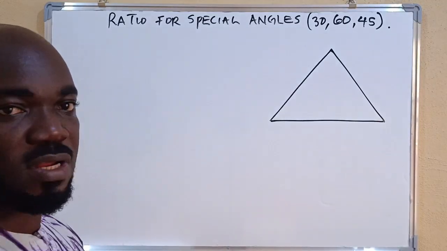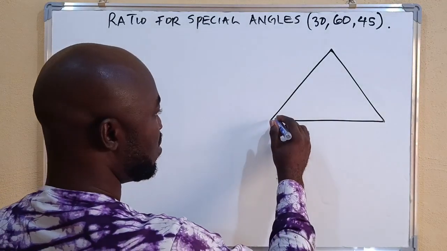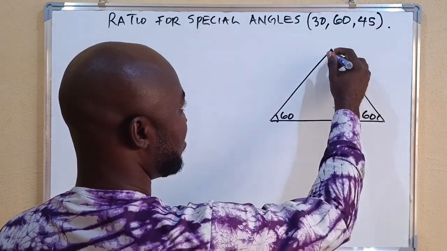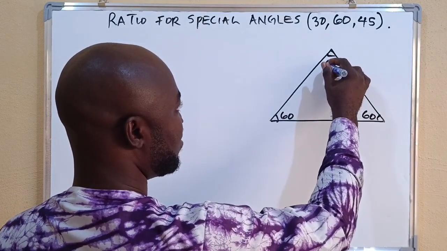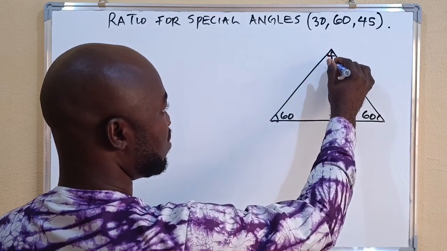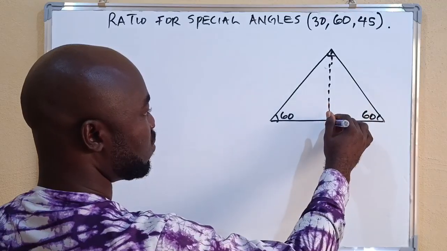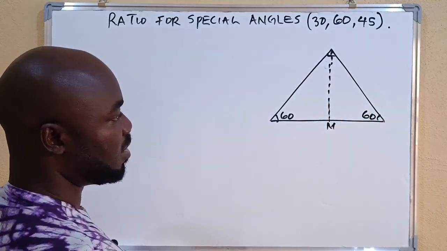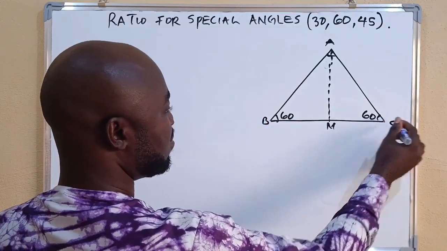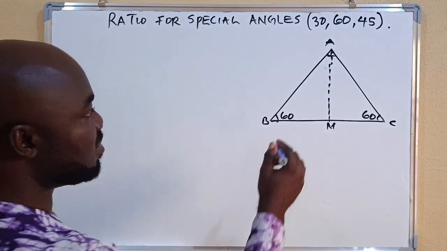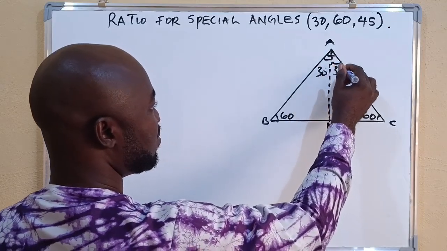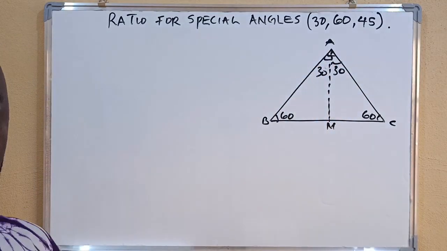So equilateral triangle has all the sides and angles equal. So we take here to be 60, and this is 60. So now I'm going to divide this into 2. So this becomes the midpoint, M. So here will be A, B, and C. So that means here will be 30, this will be 30 degrees.